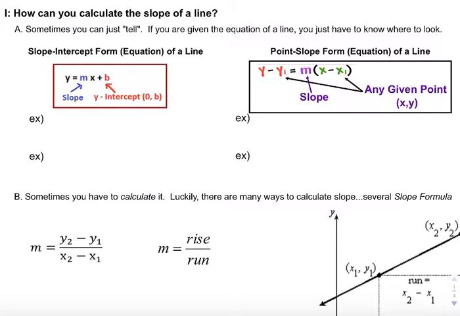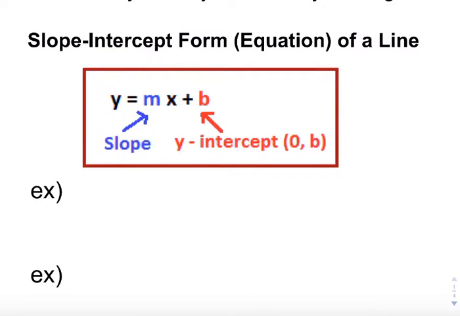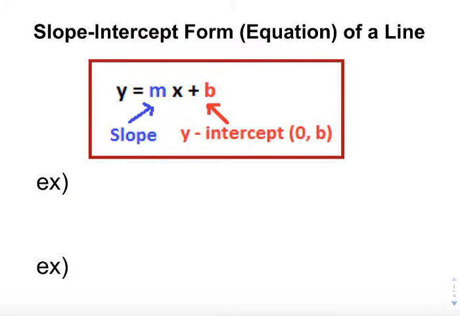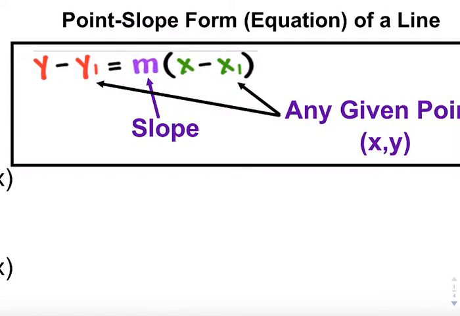The first way is just being able to look at the equation and just tell. Which means that you're given a linear equation probably in one of two forms. The first one being the slope-intercept form, the y equals mx plus b that I'm sure we're all familiar with. And the second one being what we call point slope form, which is y minus y1 equals m, which is of course a slope, times x minus x1.